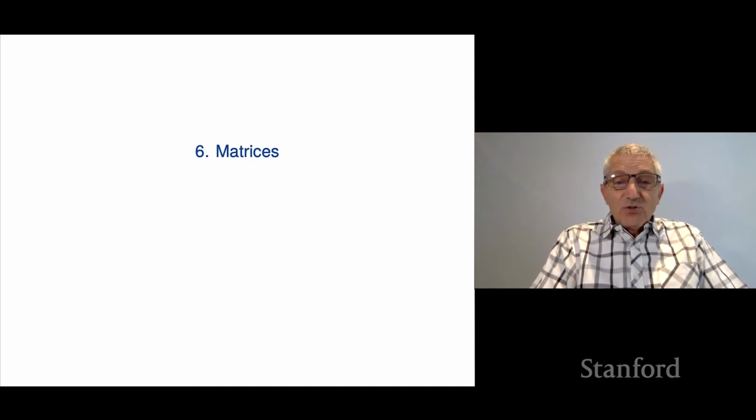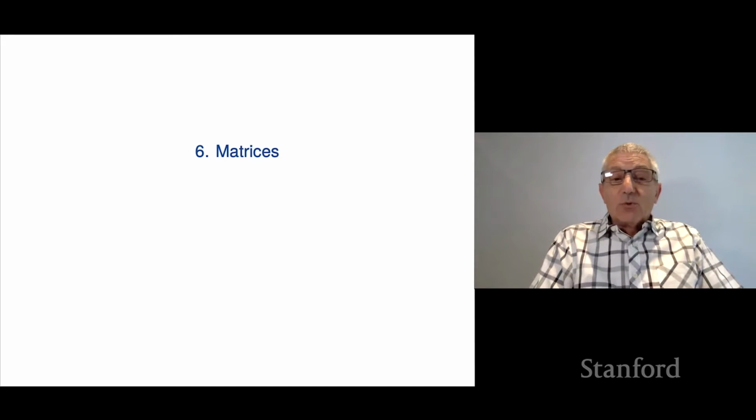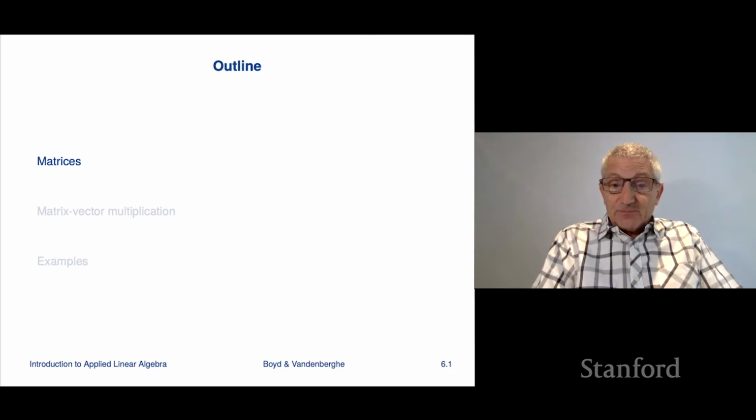We're now starting part 2 of the book, which is on matrices. The first part was on vectors. The third part will be on least squares. These are the components of the subtitle of the book. Okay, so now we're going to talk about matrices, and we'll start with just the basic notation and nomenclature first.